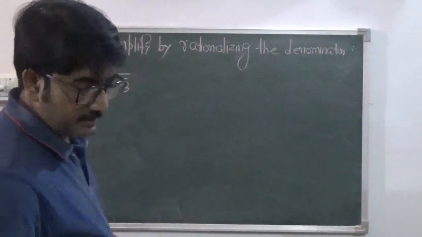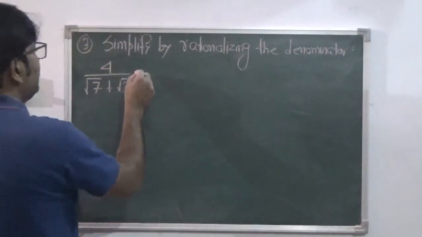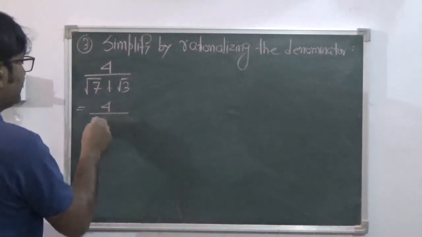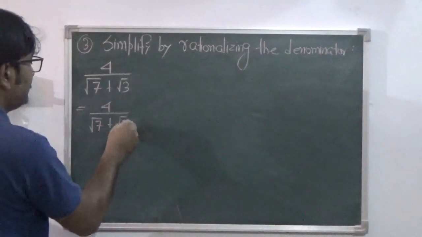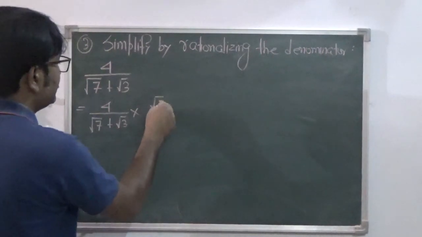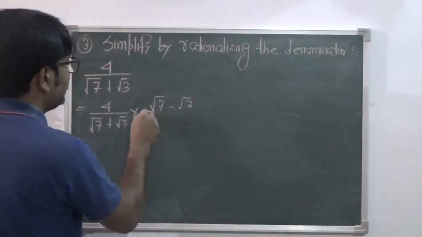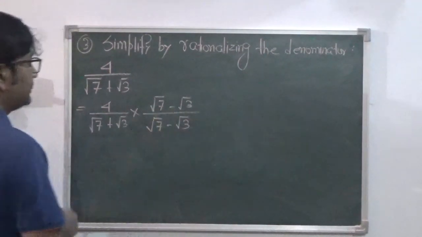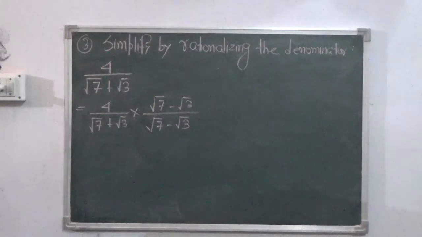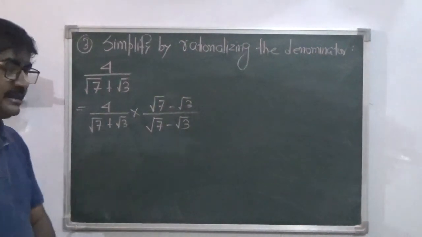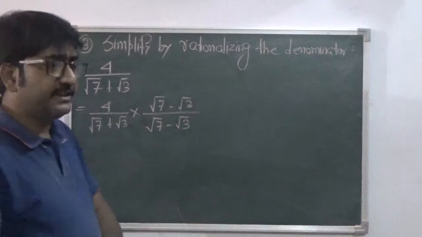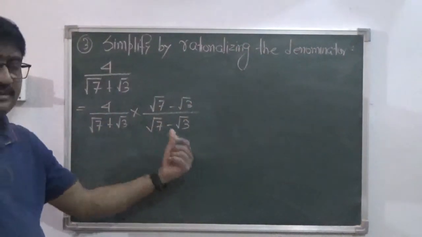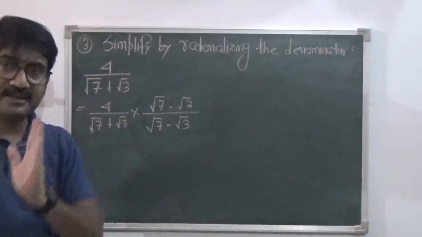So a similar method we will adopt. We will go by rationalizing. So 4 by root 7 plus root 3 into root 7 minus root 3 divided by root 7 minus root 3. The number in the denominator is the irrational number root 7 plus root 3. So we multiply both the numerator as well as the denominator by its conjugate, that is root 7 minus root 3, both in the numerator as well as in the denominator.